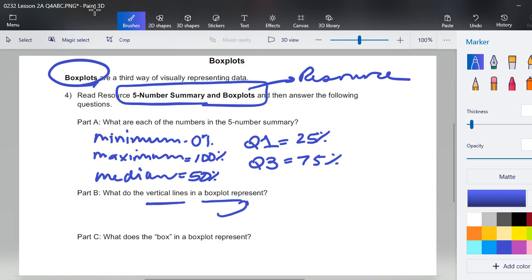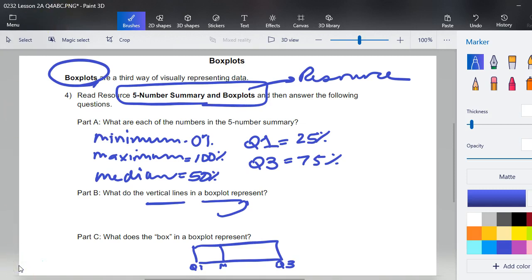What does the box in the box plot represent? And the box is going to contain quartile 1, the median, which is quartile 2, and quartile 3. It's going to have all of the data and information between and including quartile 1 and quartile 3.